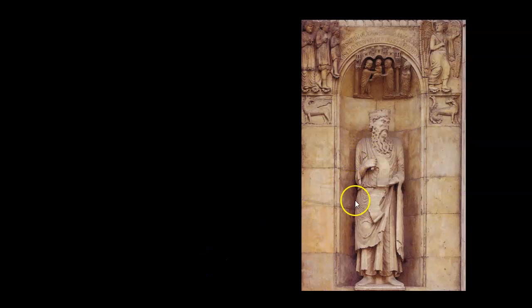Okay, this is still a part of the church structure. It's built into the wall. You cannot move or remove this thing in any way. The wall was kind of cut out around it. Okay, so this is King David.